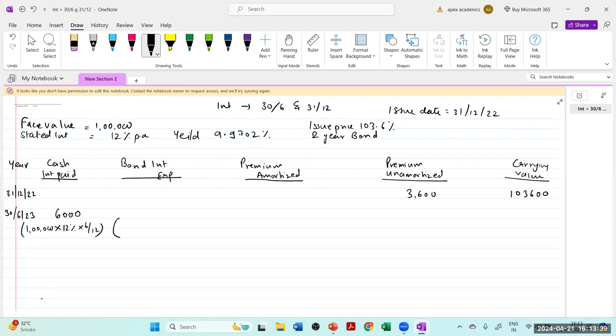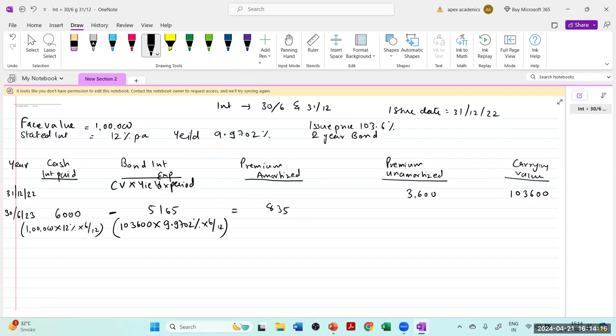Shaili, give me the bond interest expense calculation. It is carrying value multiplied by yield, multiplied by 6 by 12. 1,03,600 multiplied by 9.9702 into 6 by 12. Your answer here is 5,165. How much here? 835.